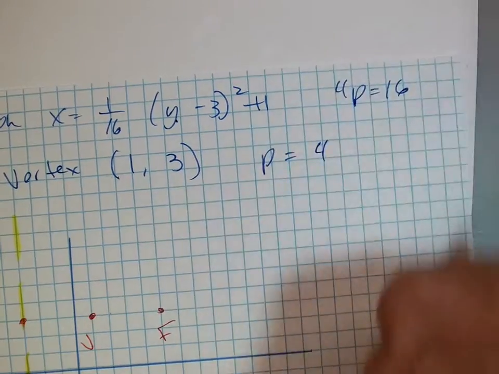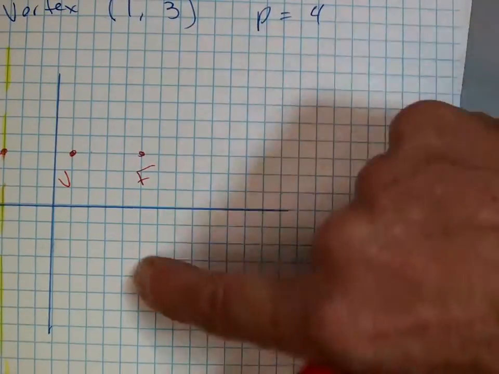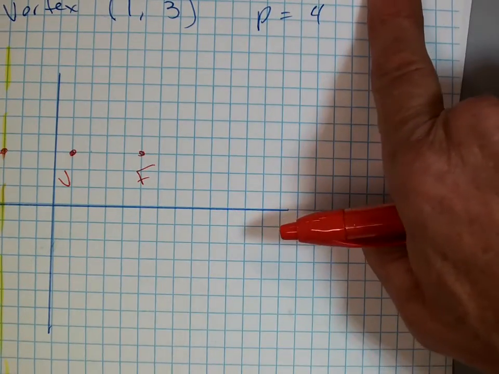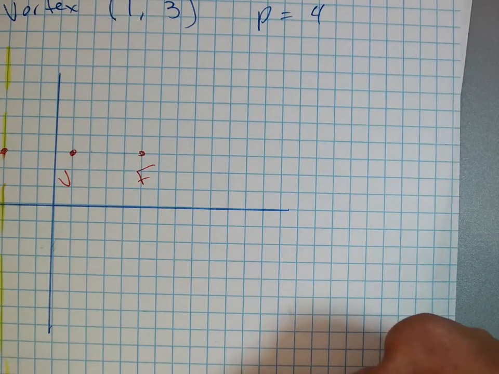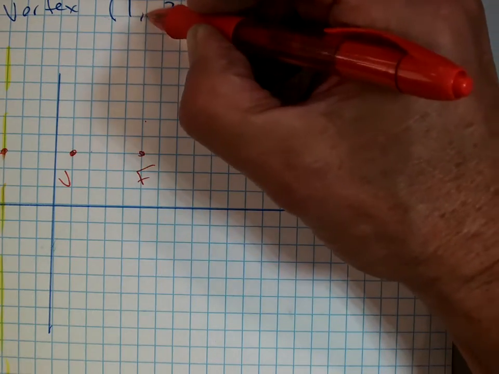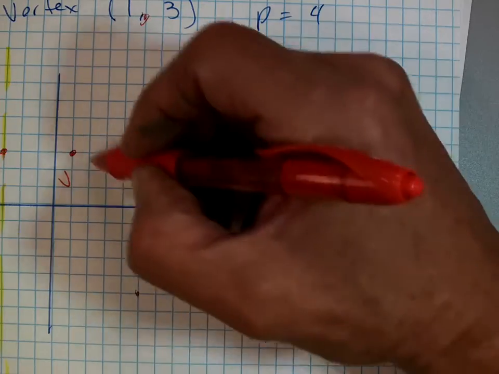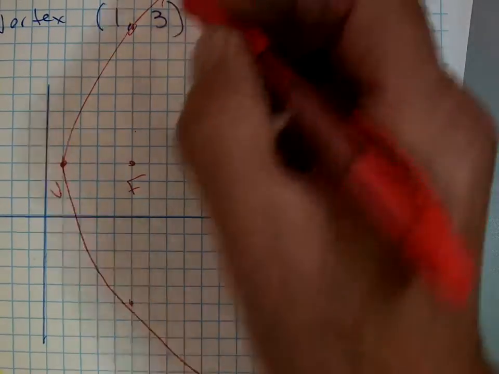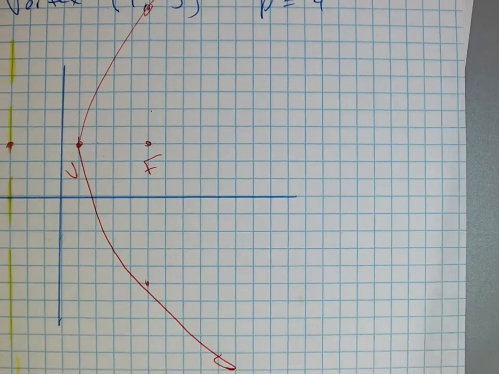This distance, everybody watching? This distance is 4p. So 16, right? So I'm going to go up 8, down 8, and get 2 more points. Okay? I'm going to go up 8, 1, 2, 3, 4, 5, 6, 7, 8. And down 1, 2, 3, 4, 5, 6, 7, 8. And then I can draw in my parabola just like that. Let's do one more and then we'll call it good, okay?